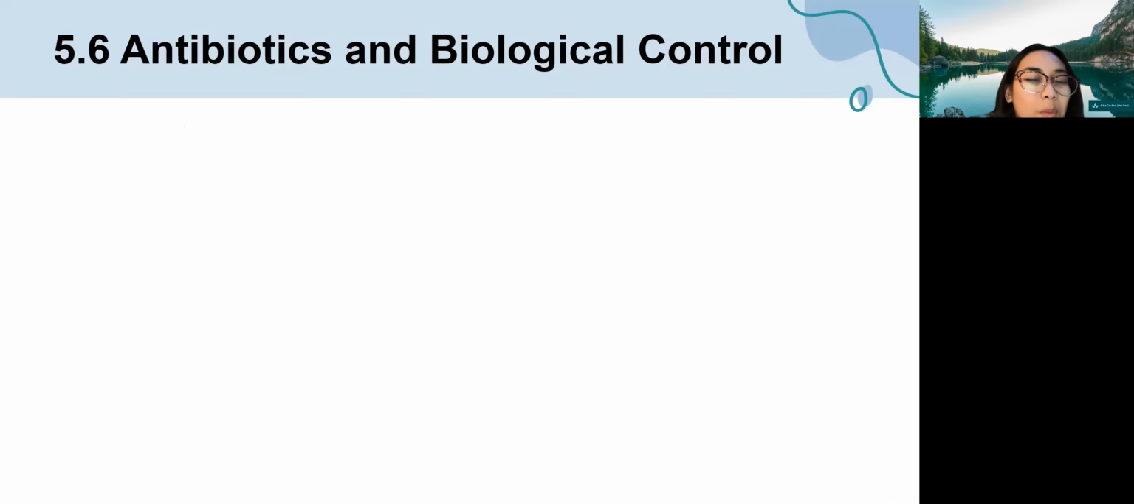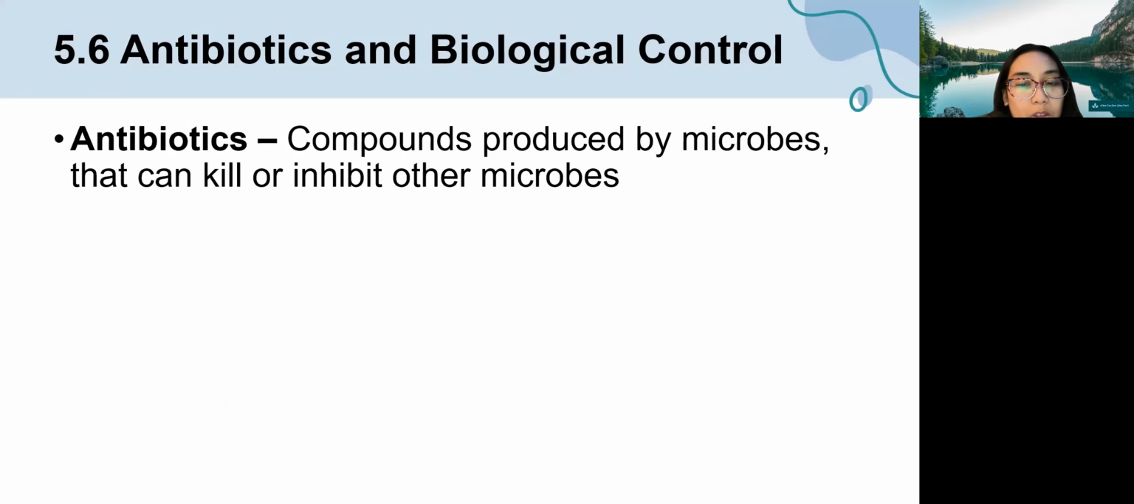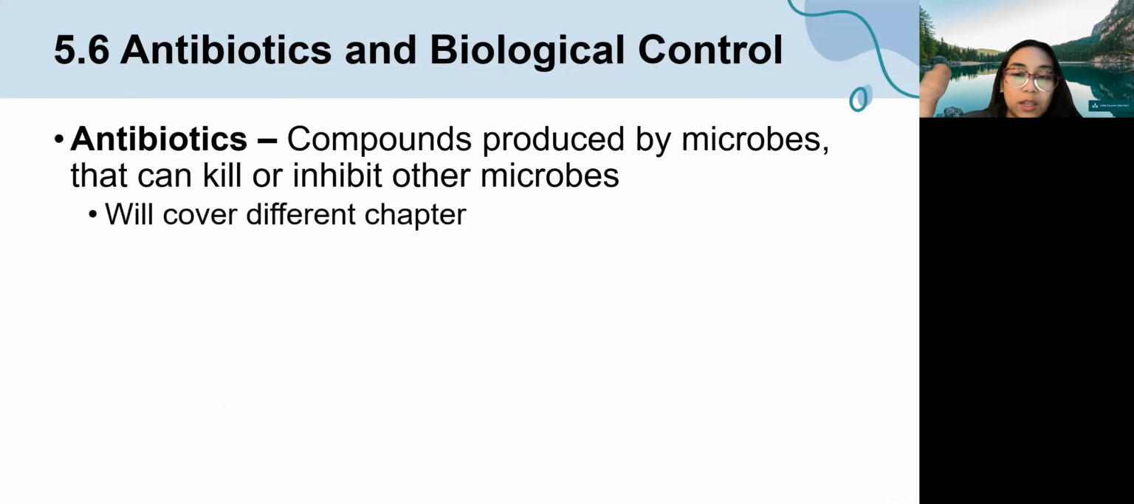So we're not going to talk about this in too much detail. Antibiotics are these compounds produced by microbes, and they are able to kill or inhibit other microbes. So that's kind of the definition of an antibiotic. I'm not really going to cover this too much because we literally have a whole chapter on antibiotics, so that's all I'm going to say. But the other thing we're going to talk about is biological control.